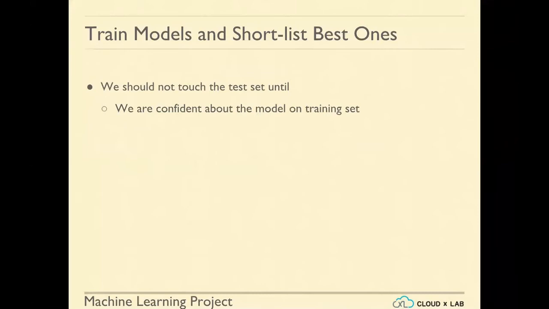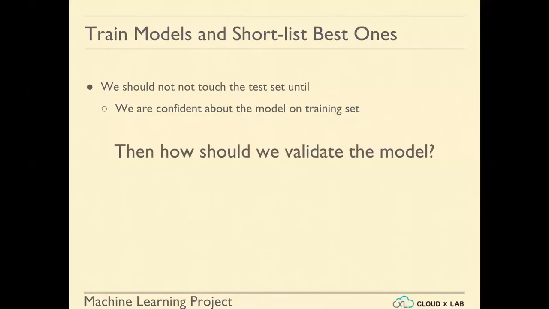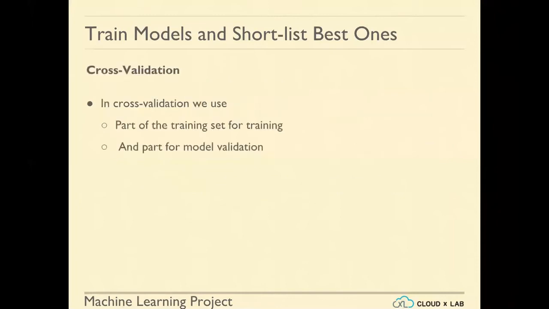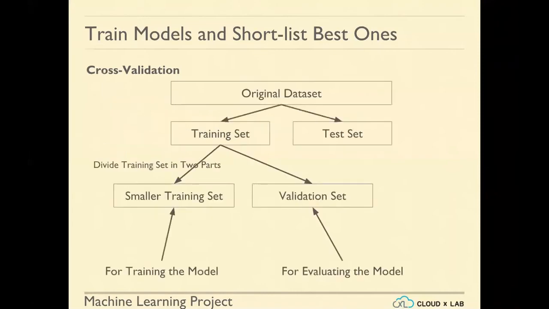So we are going to keep the test set separate and still work on the training set, maybe further splitting it into parts. We are going to use something called cross validation. In cross validation, we use part of the training set for training and the remaining part of the training set for model validation.